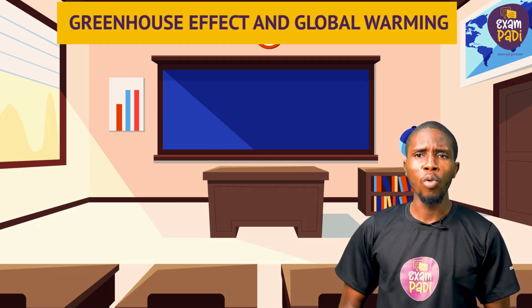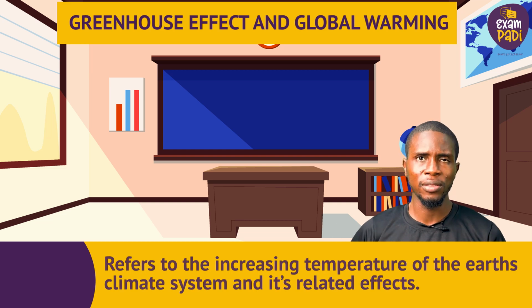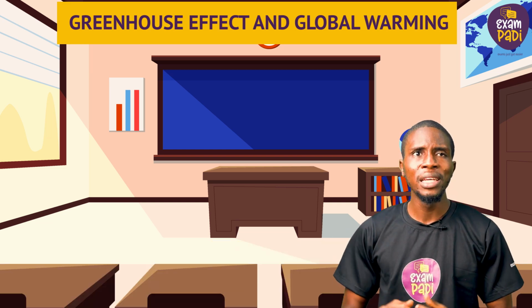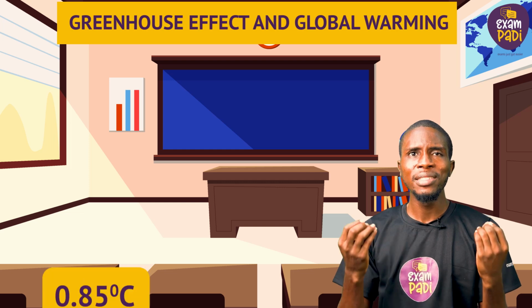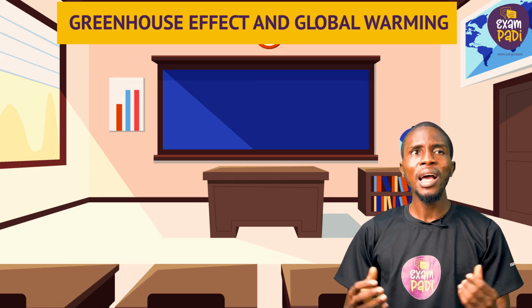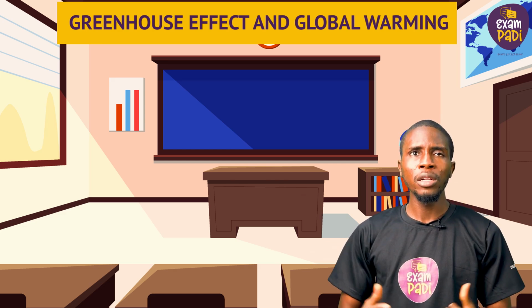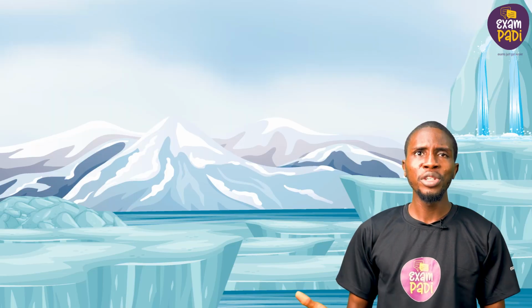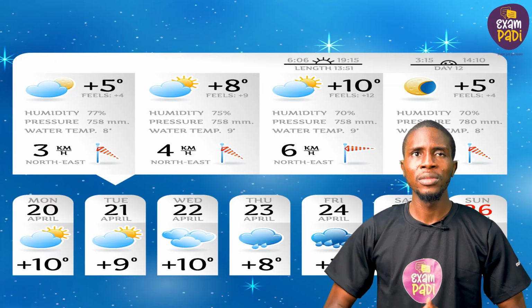Greenhouse effects and global warming. Greenhouse effects and global warming refer to the increasing temperature of the Earth's climate system and its related effects. Scientific evidence has conclusively proven that the Earth's temperature is in fact rising and has risen by 0.85 degrees centigrade. This has an impact that has affected different regions differently. The effects include rising sea levels, retreating glaciers, loss of sea ice in the poles, warming global temperature, changing precipitation, expansion of deserts, and so on and so forth.